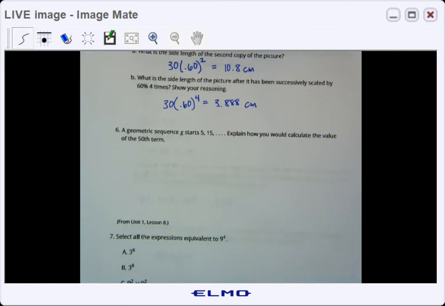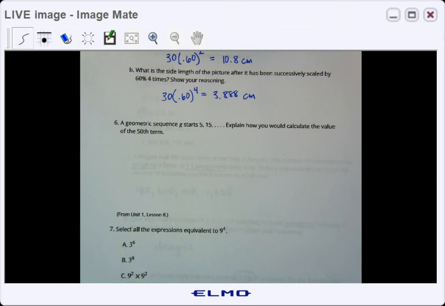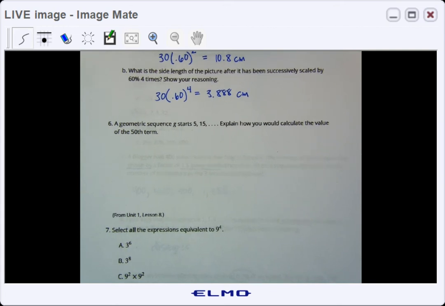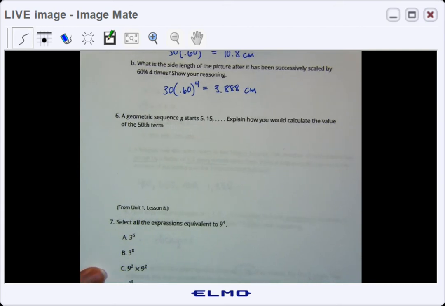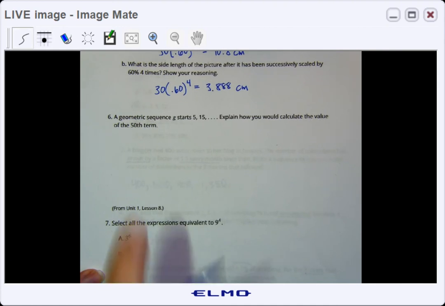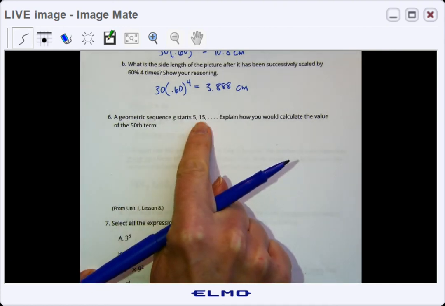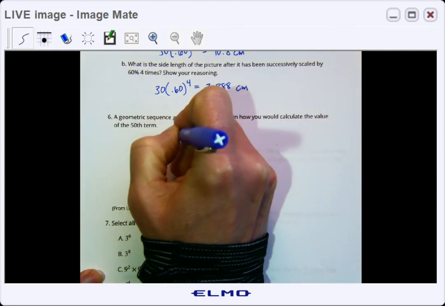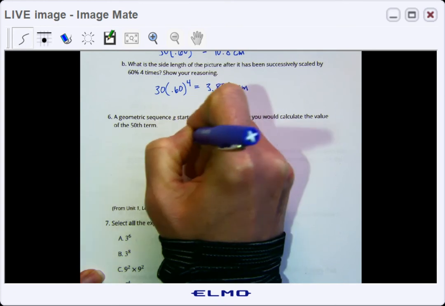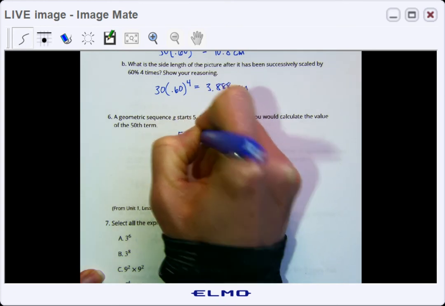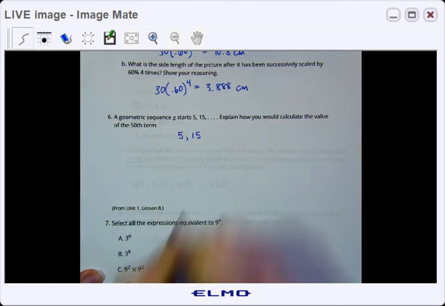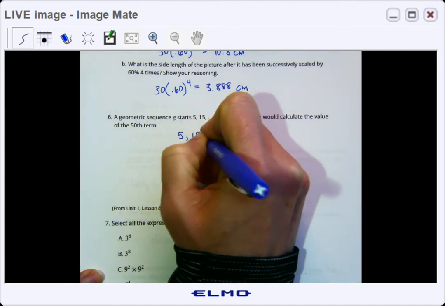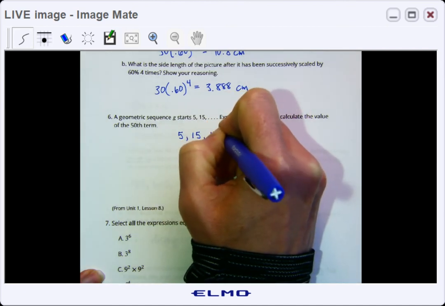All right, number 6, a geometric sequence G starts 5, 15. Explain how you would calculate the value of the 50th term. All right, so I would definitely want to use an exponent for this because I wouldn't just want to continuously multiply until I get to the 50th term. So if we say, oh, the first term is 5 and the second term is 15, I know I found that by multiplying by 3. So 15 times 3 is 45.